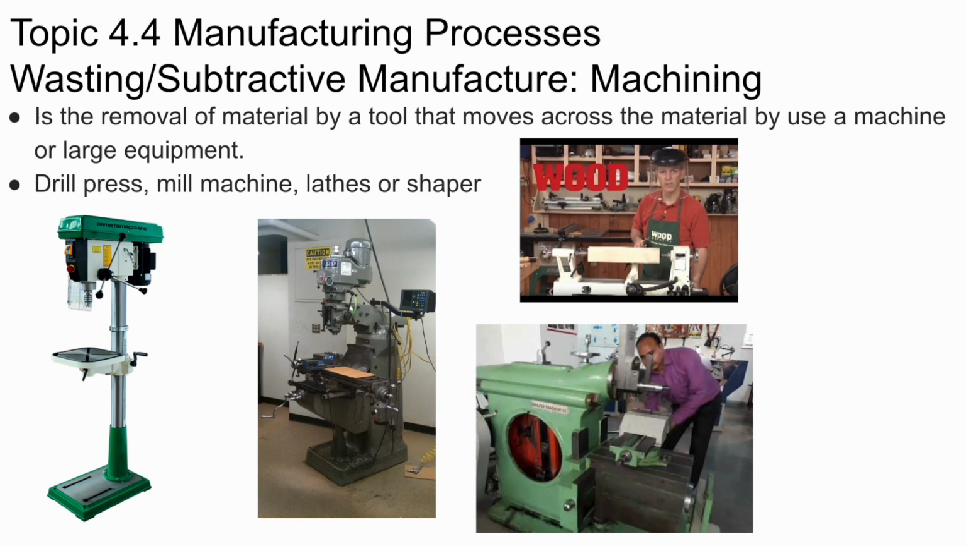This is the removal of material by a tool that moves across the material by use of a machine or large equipment. And this could be things like a drill press or a mill machine. It could be lathes or a shaper. And these are all different types of mills that you might use.